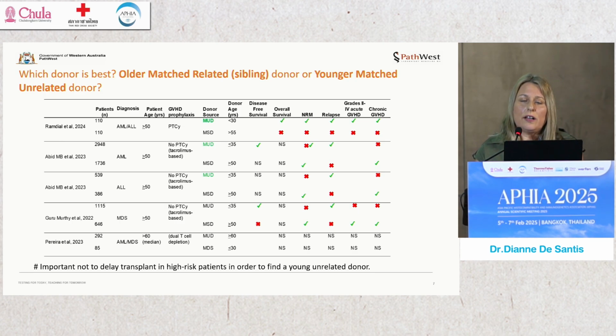These studies highlight the use of a younger matched unrelated donor when the treatment for relapse is limited, and the potential for improved outcomes when GVHD is kept at bay with the use of PT-Cy. All studies recognise the importance of not delaying the transplant in high-risk patients in order to find a young unrelated donor.